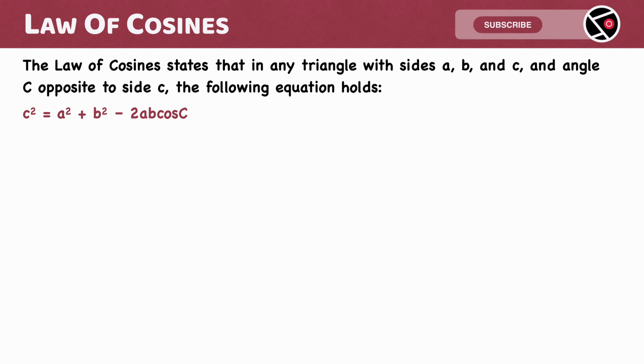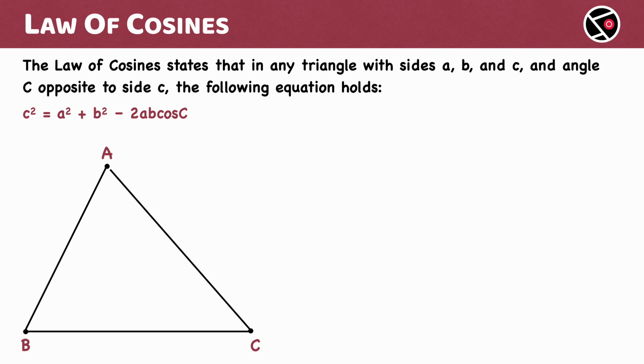In this lesson, we'll prove the law of cosines. For a triangle ABC with sides A, B, and C, and angle C opposite to side C, the following is true: C square equals A square plus B square minus 2AB cos C.